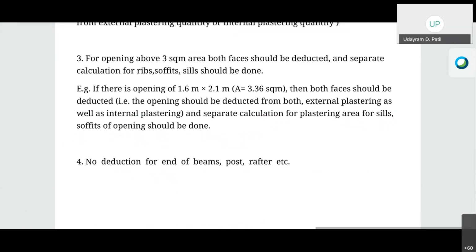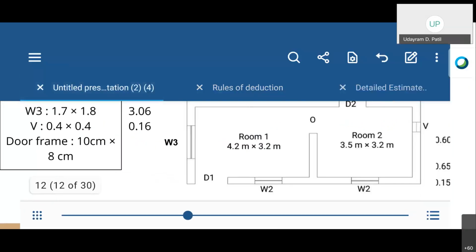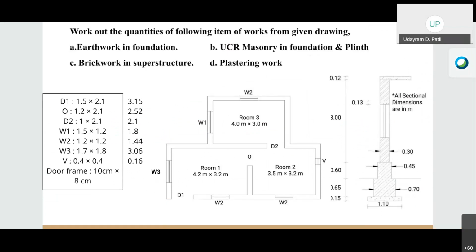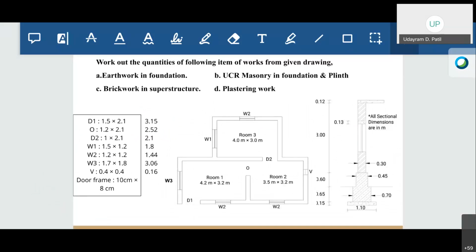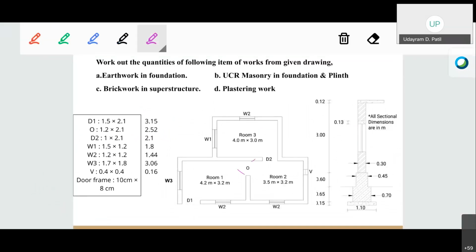So for internal wall plastering, whatever openings there are, we will deduct them. Internally we deduct the internal door openings, D2, which are the internal doors, as well as the external doors also. D1 is the external door. For that we have to deduct from both external as well as internal plastering, as well as W3, whose area is 3.06 meter square. Therefore deducting the W3 from the internal as well as external plastering.